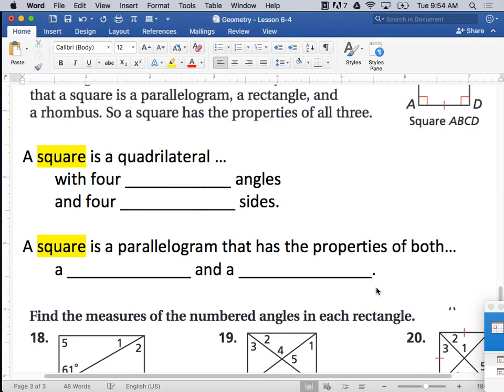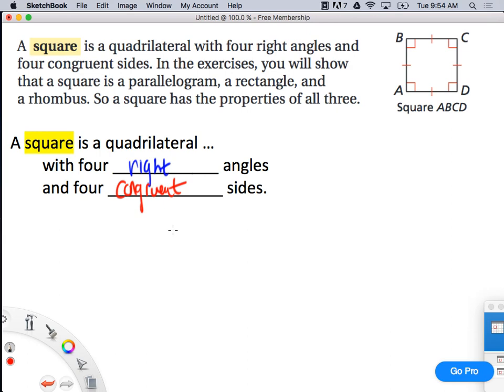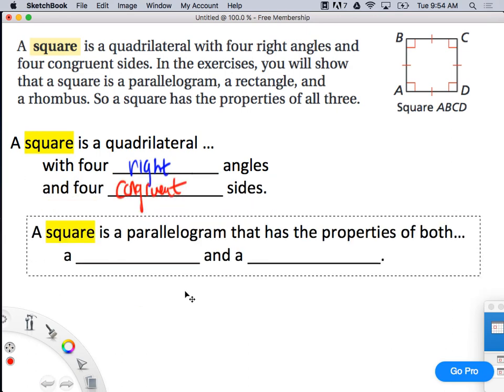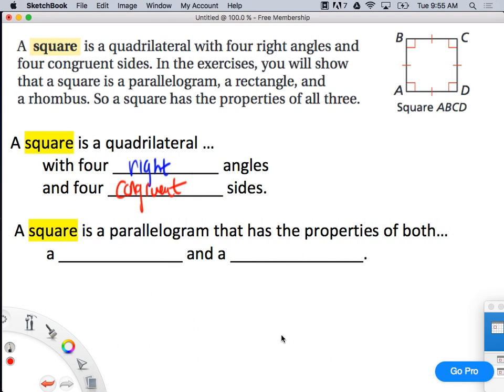And then, yes, Marcus, if you could please go ahead. In this exercise, you will show that a square is a parallelogram, a rectangle and a rhombus. So a square has the properties of all 3. Cool, good job. So a square is a parallelogram that has the properties of both a what and a what? A rectangle and a rhombus. Very good.